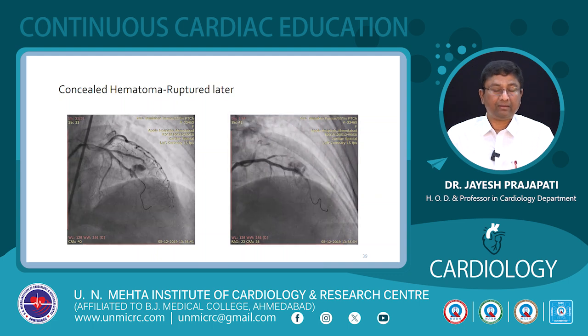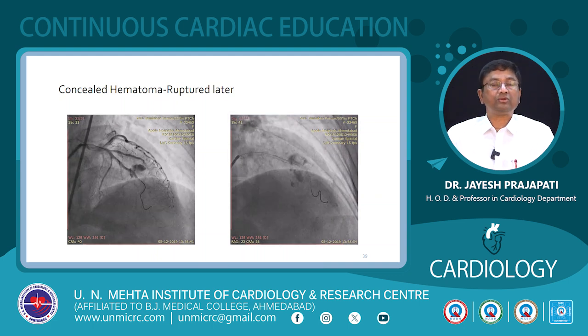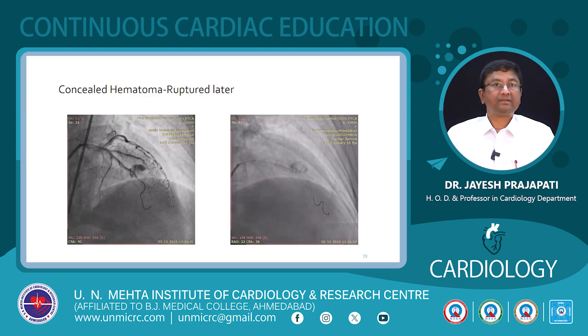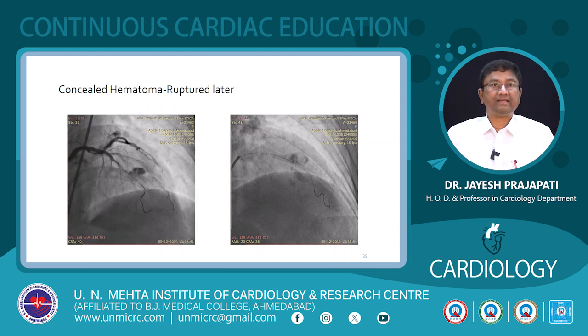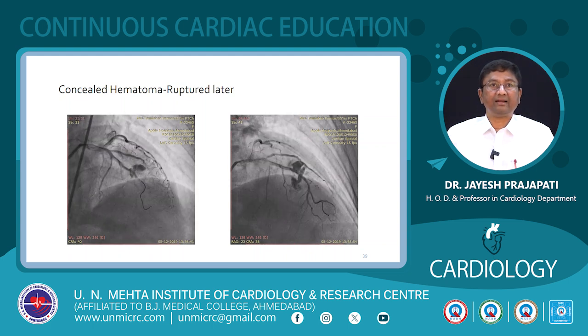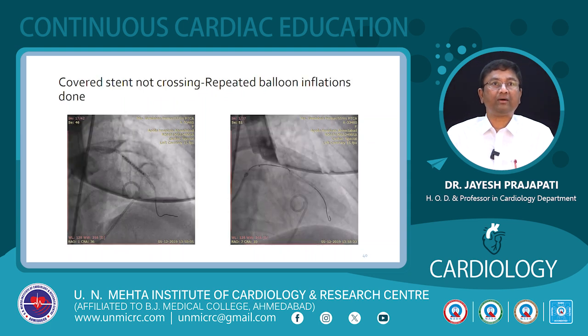This is one example where I want to show. This is a type 2 perforation, and suddenly it has given way, and it went frankly into the pericardium. So there is a hematoma, and it ruptured. So this is how it ruptured. See, this is a concealed hematoma. Suddenly it ruptured. So then what I did, I tried to put a covered stent.